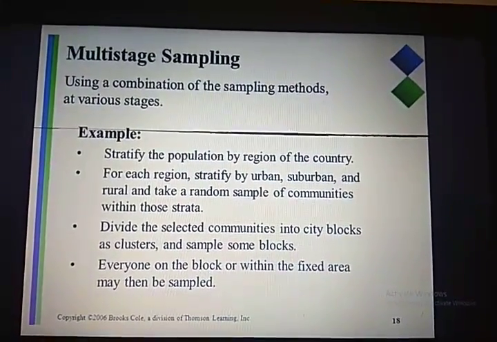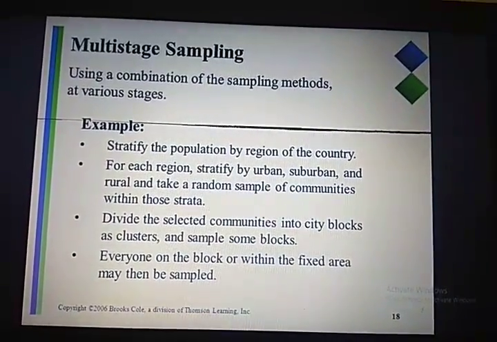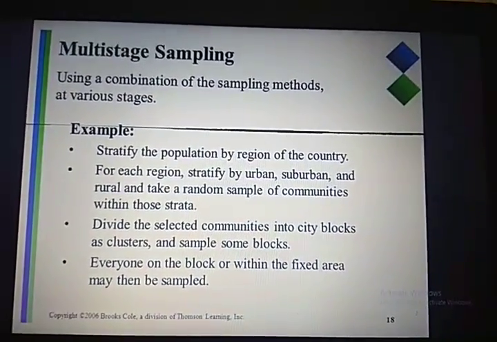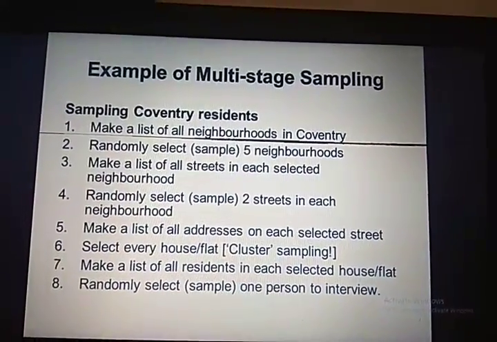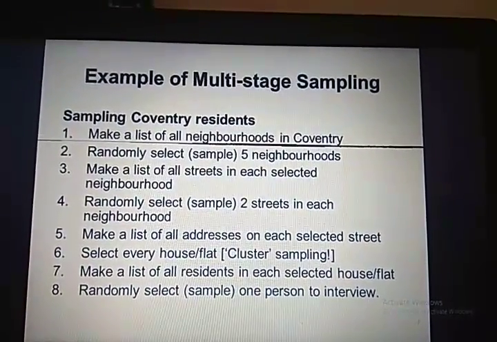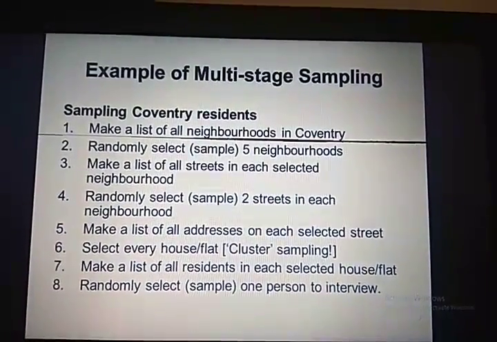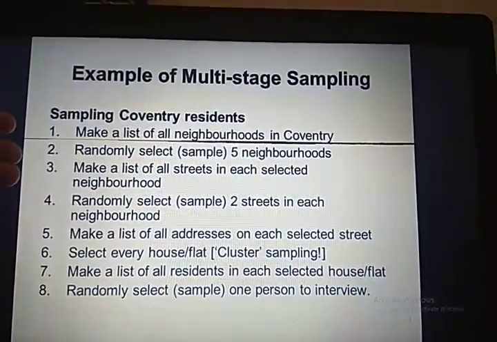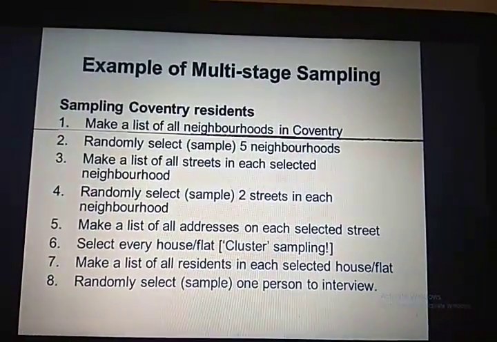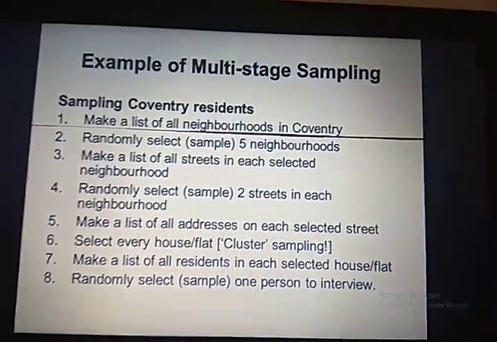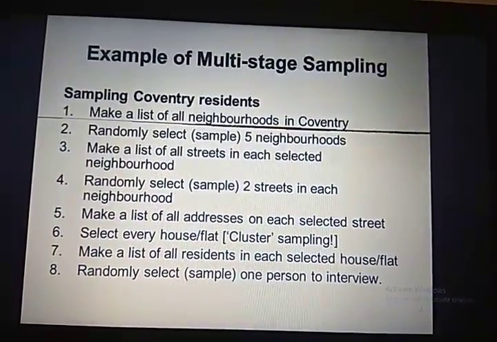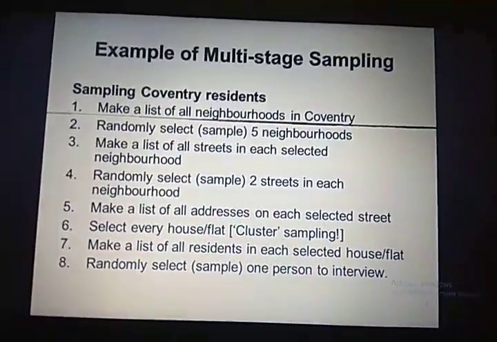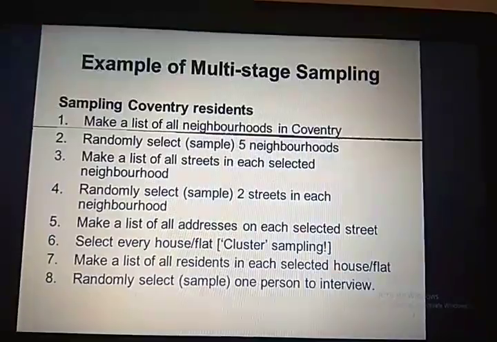So this is an extension of the cluster sample which is carried out in multiple stages, say 2, 3 or 4 stages. Even if you want, we can have an example of the same. Like, you are conducting a survey of Coventry residents. Make a list of neighborhoods in Coventry, randomly select 5 neighborhoods, make a list of all the streets in the selected neighborhoods, randomly select 2 streets, then make a list of addresses, select every flat or house, make a list of all residents and randomly select 1 person to interview. So this is what multi-stage sampling is.